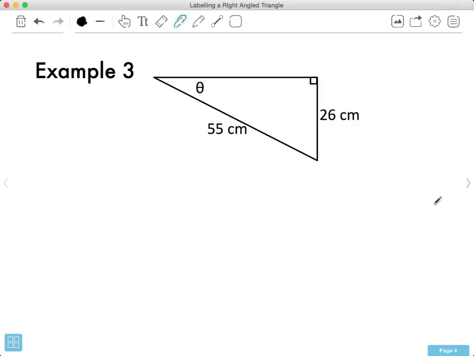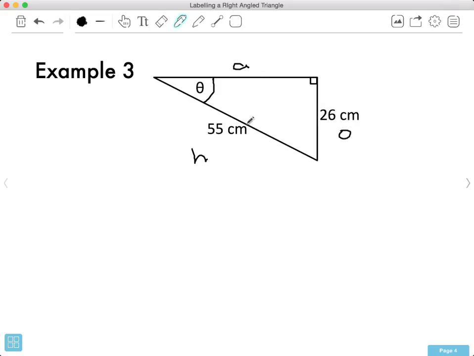And then for the third example, we weren't given one of these two angles, but they've identified that we're looking for theta. If they label it theta, that by default is your angle of interest. So that would make the 55 here the hypotenuse, 26 would be opposite, and this would be adjacent.